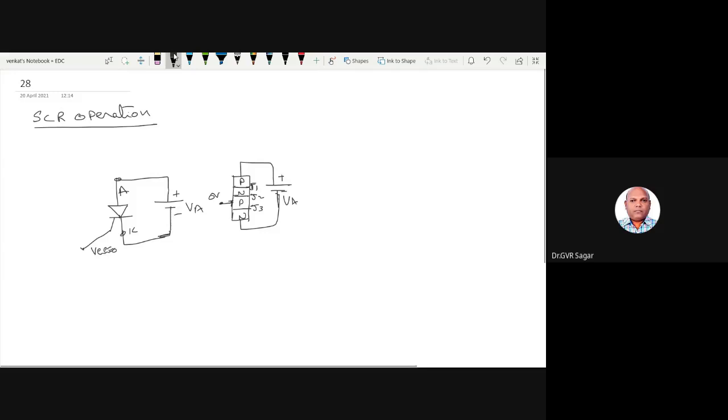So even when J1 is forward bias, the conduction is not possible here, right? The current flowing here is the anode current IA. IA is not flowing here because the junction J2 is reverse bias.